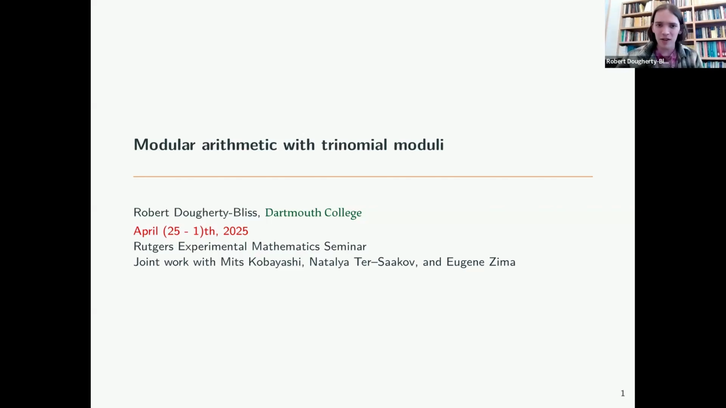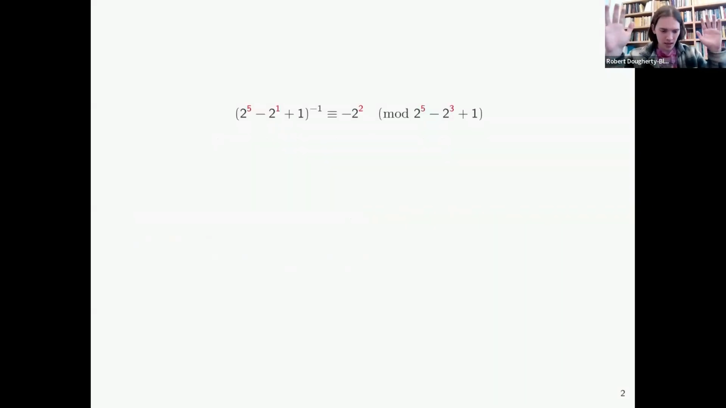Okay, so I want to get everyone in the right headspace for the talk. I don't know that everyone has the same background, so I just want to begin by talking about some modular inverses, some simple computations. I want to show you how to invert this number here. I'm going to invert 2^5 - 2 + 1, which is also known as 31, mod 2^5 - 2^3 + 1, also known as 27, I believe. It turns out that this inverse is -4.